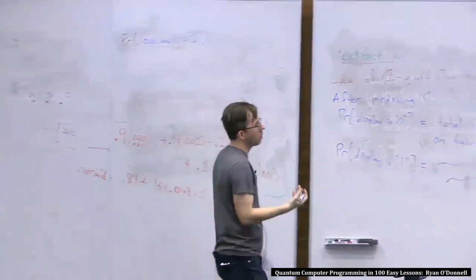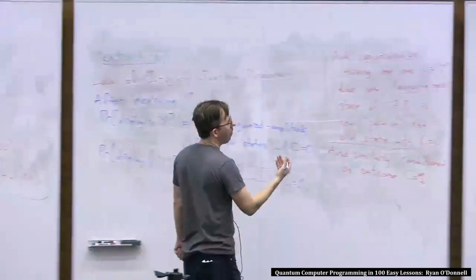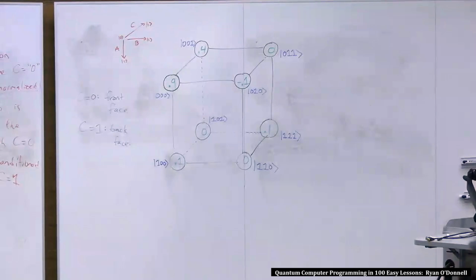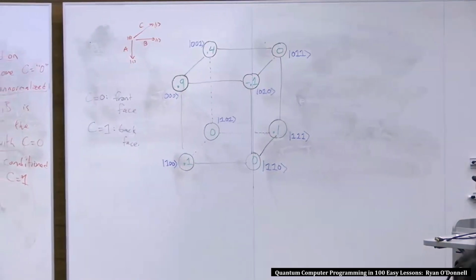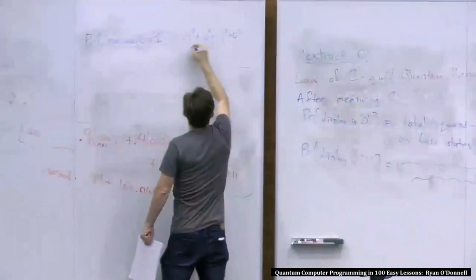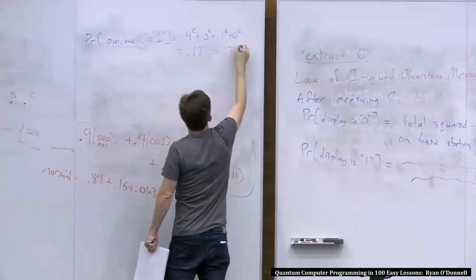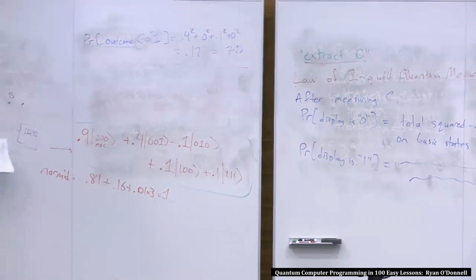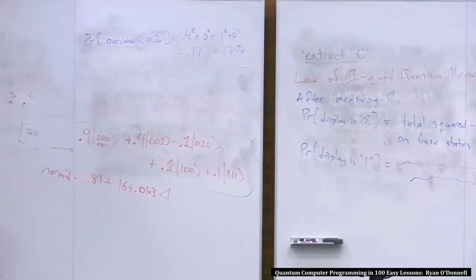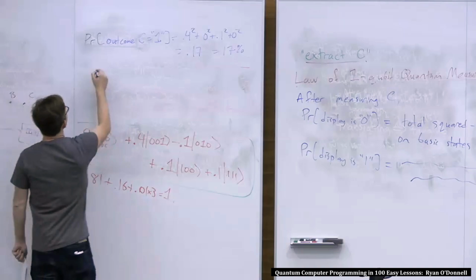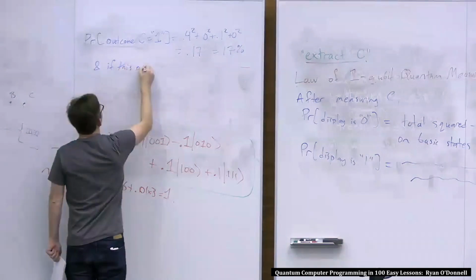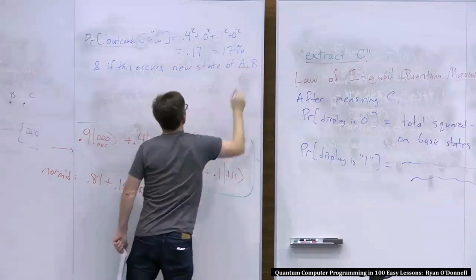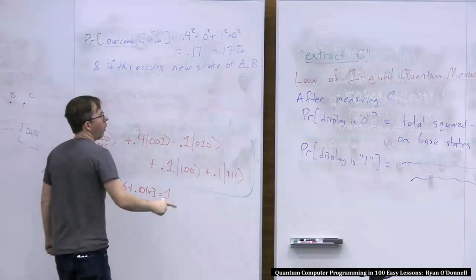Well, it's the total squared amplitude on the back face. The back face is the one corresponding to C equals 1, which is 0.4 squared plus 0 squared plus 0.1 squared plus 0 squared, which is 0.17 or 17%. So if you get your 3 qubits like this, put C into the measuring device, then 17% of the time the display will say 1. And if this occurs, the new state of A and B, remember C is gone now, is like the back face.